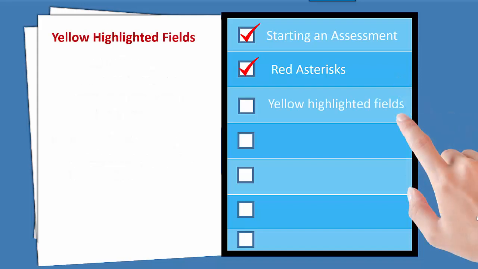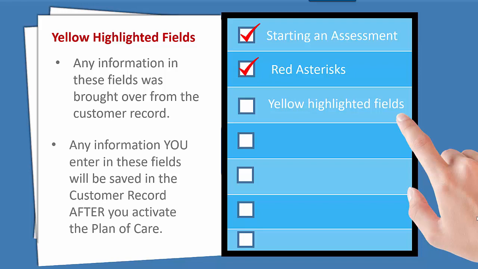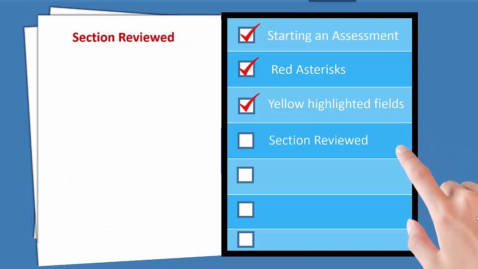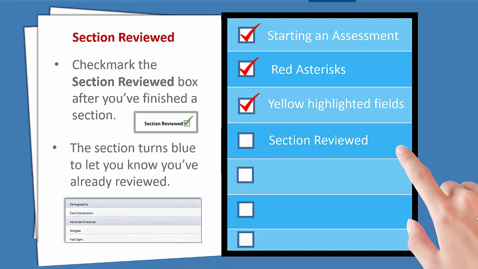What about yellow highlighted fields? What are those for? That means information was brought over from the customer record. And we also said that information you enter in these fields in the assessment will be saved in the customer record after you activate the plan of care. You'll learn more about this later. Section Reviewed. What's that? Well, if you check mark or click this box in each section, you'll know you've already reviewed it. The section turns blue.